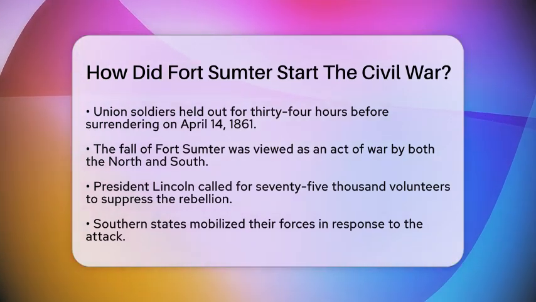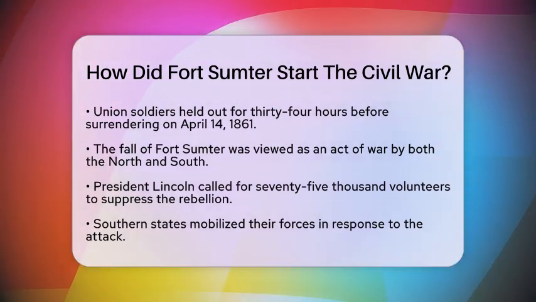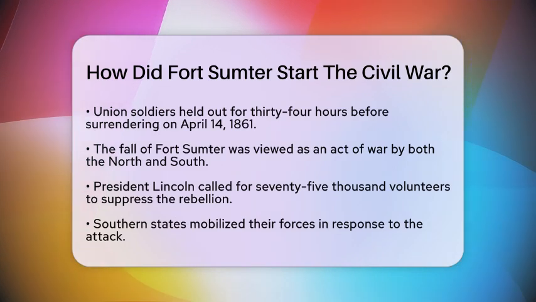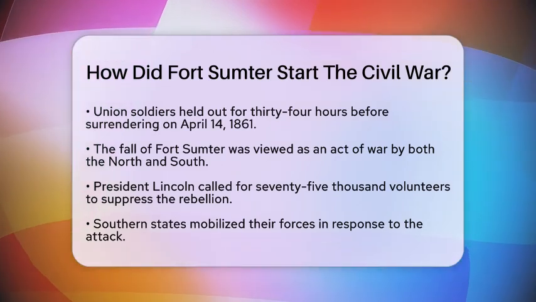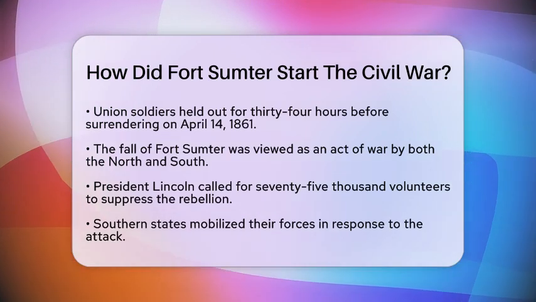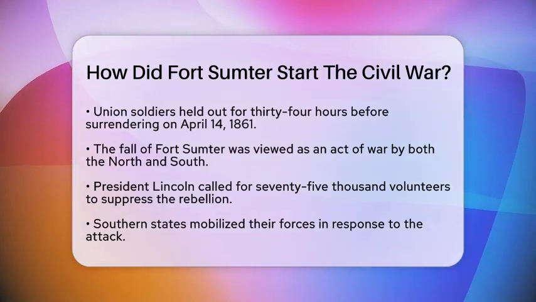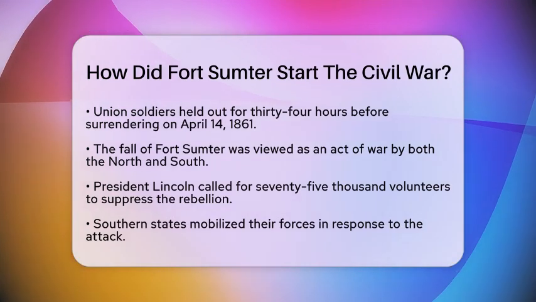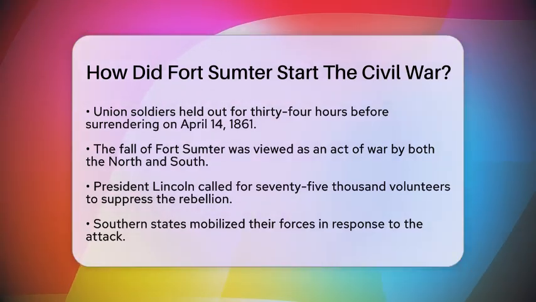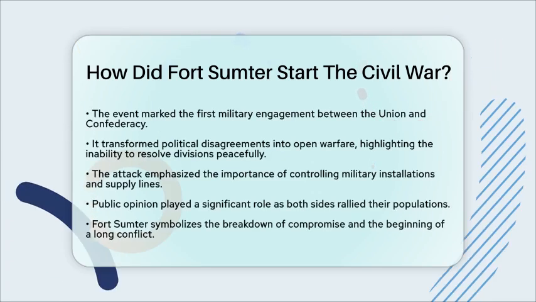It was the first military engagement between the Union and the Confederacy, marking a significant shift from political conflict to armed struggle. The attack on Fort Sumter made it clear that the divisions between the North and South could not be resolved peacefully. The importance of Fort Sumter goes beyond just being a battle.